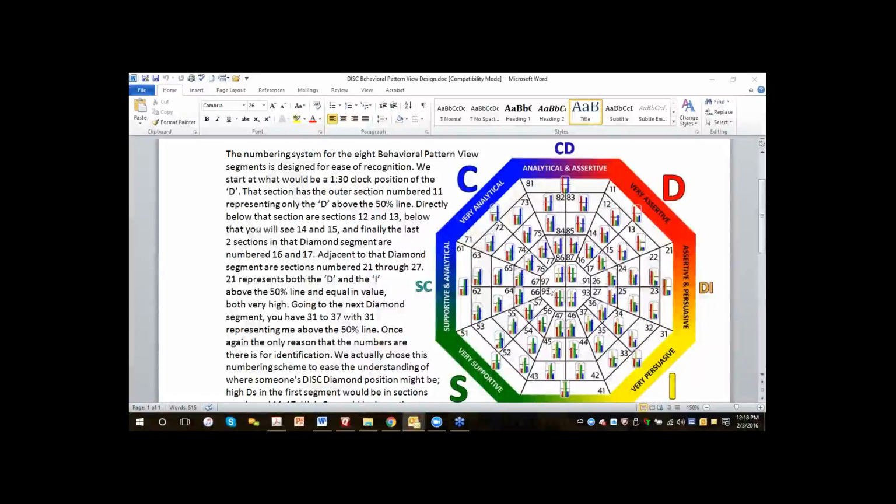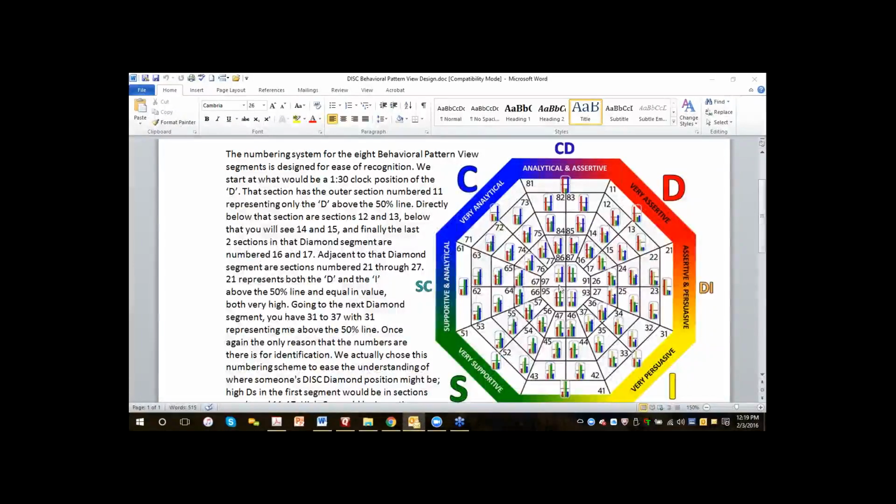The middle 4 are what we actually call the conflicting graphs. So this one here is the D and the S, which are exact opposites across from each other. But because it's over here, the D is higher than the S. Over here, the S is higher than the D. But they're both the same. One is higher than the other.